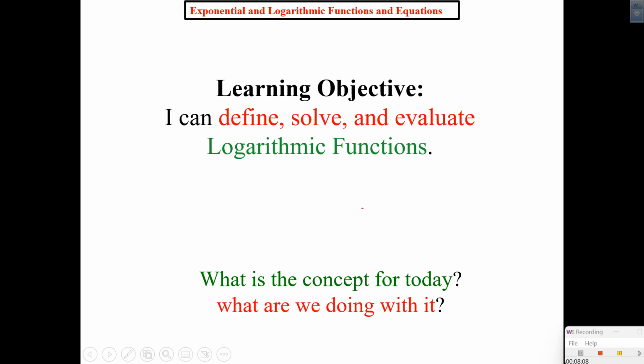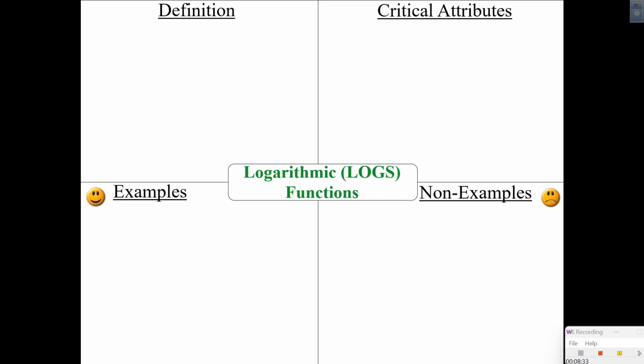So, logarithmic functions, or logs, what are they? Definition. Logs are the inverse of an exponential function. What are logarithmic functions? The inverse of an exponential function.